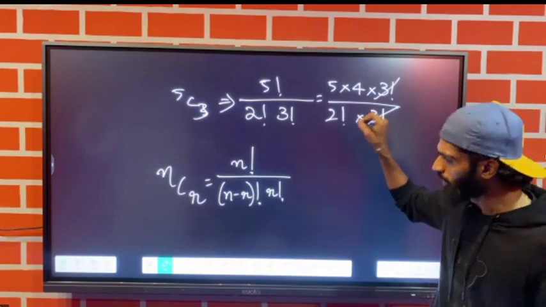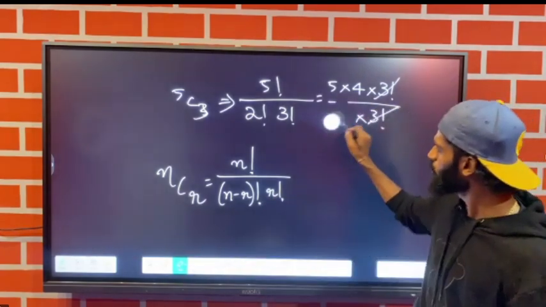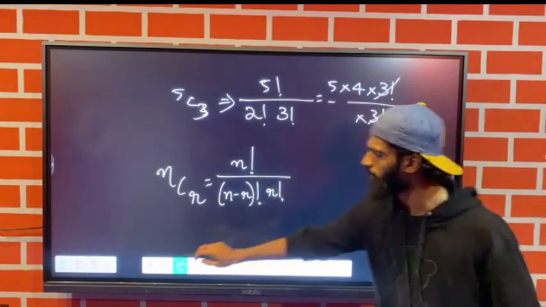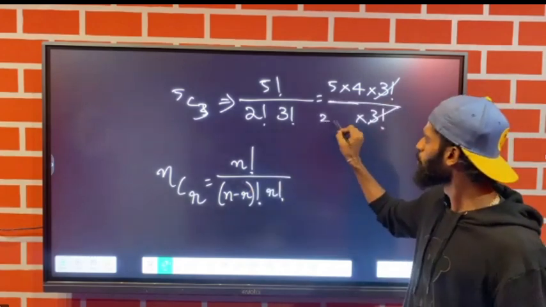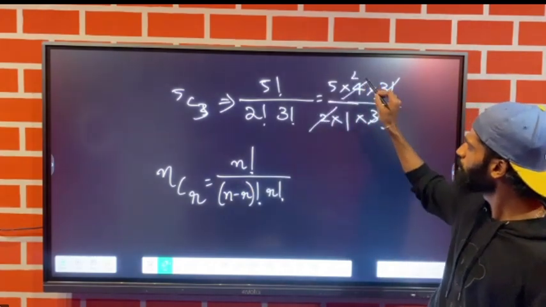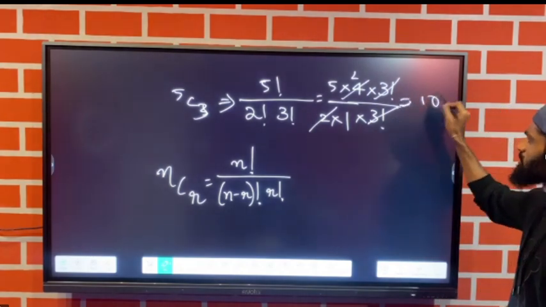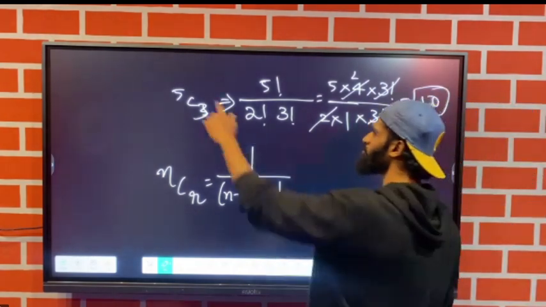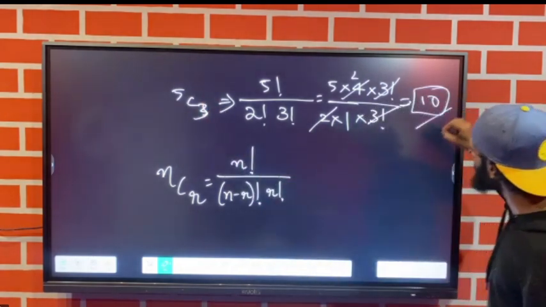Think for a second. What is 2 factorial? 2 factorial is nothing but 2 into 1, right? So, 1 is otherwise useless. Cancel the 2, cancel the 4. 5 times 2, the answer is 10. So, if the question is 5C3, the answer for that is 10.